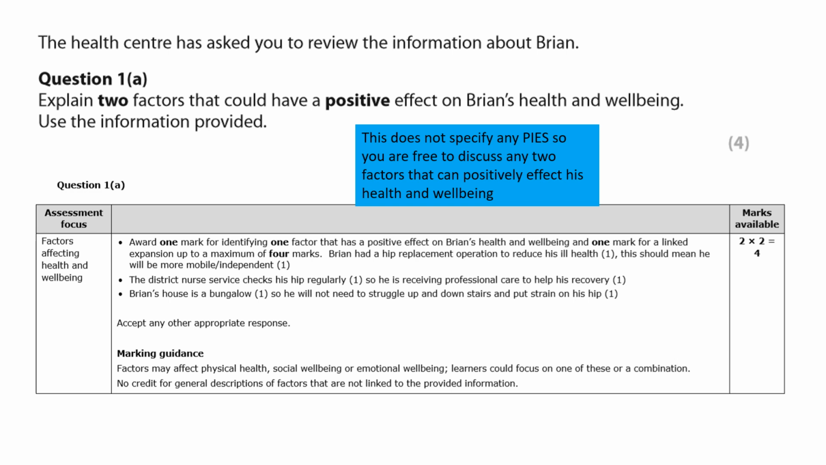So the examples they've given you here is that the district nurse checks his hip regularly, so he's receiving professional care to help his recovery. If you just said the district nurse checks his hip regularly, that would only be 1 mark. So you need to expand and state how that is positive. Brian's house is a bungalow, so he will not need to struggle up and down stairs and put strain on his hip. He's had a hip operation. This should mean that he becomes more mobile and independent.